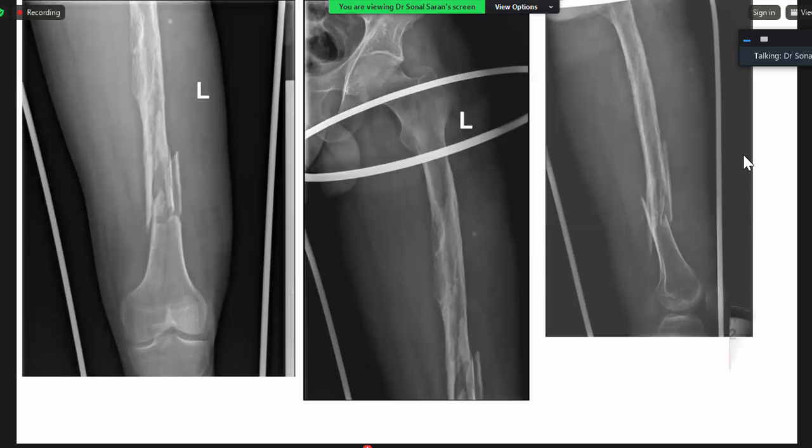Next case, we can see pathological fracture over here, tiny foci of calcification. What is happening over here?